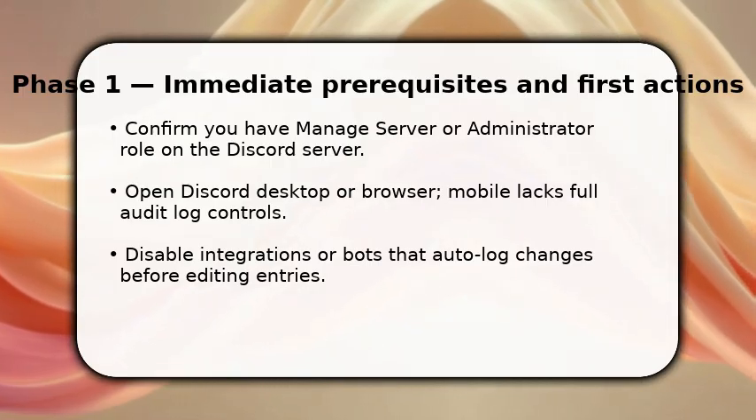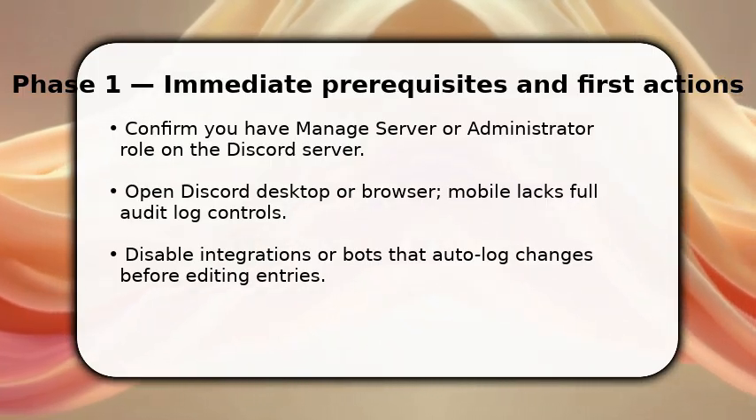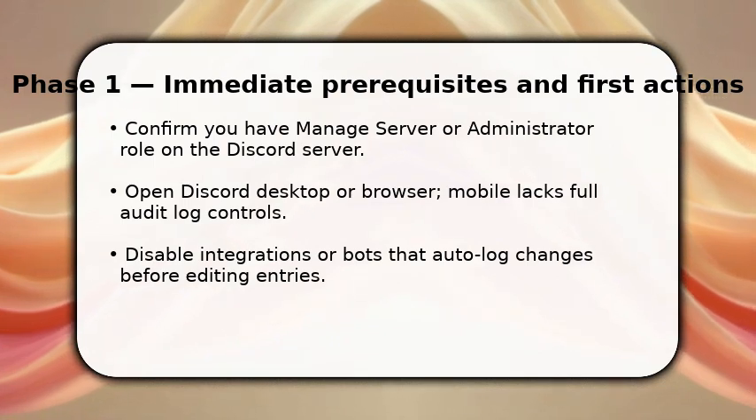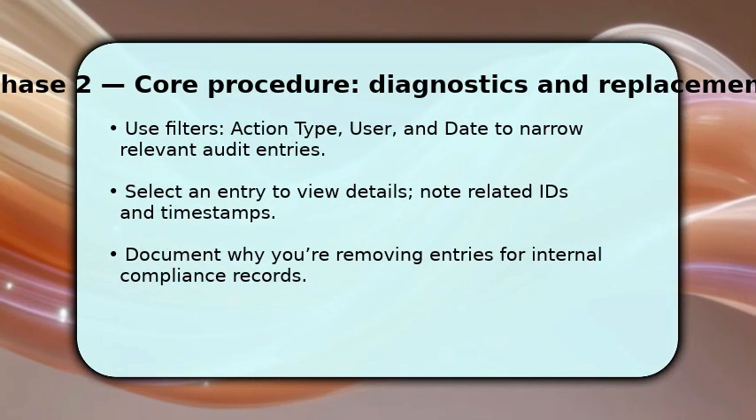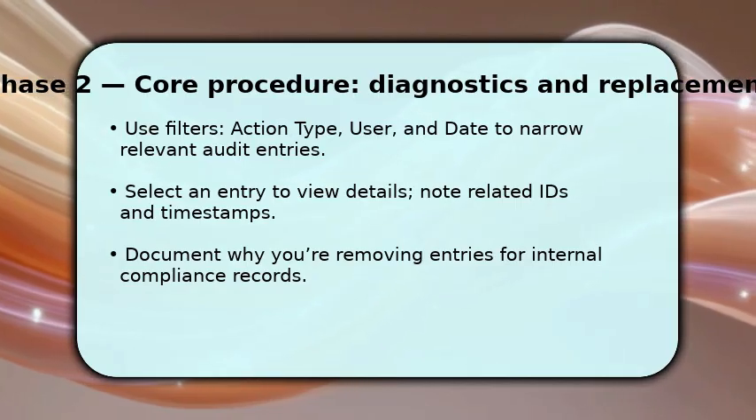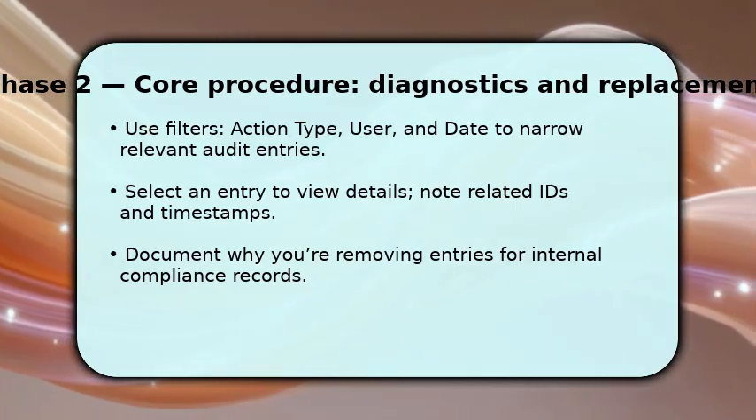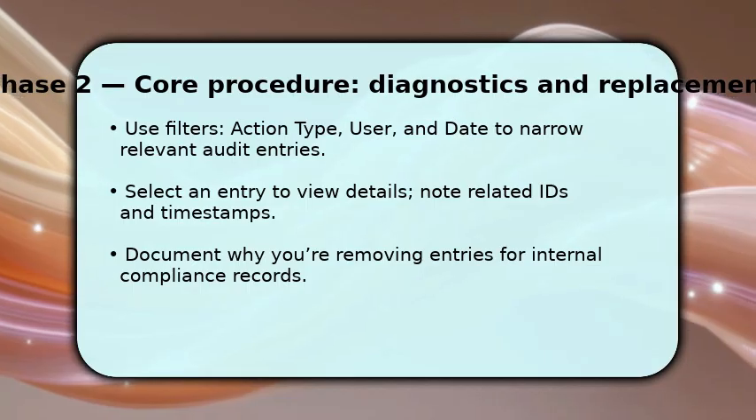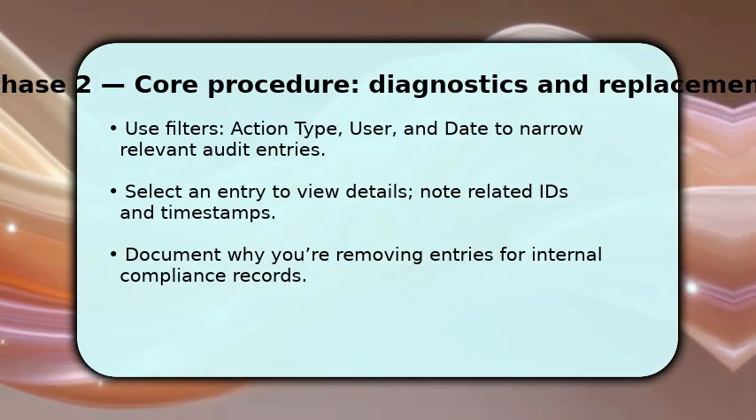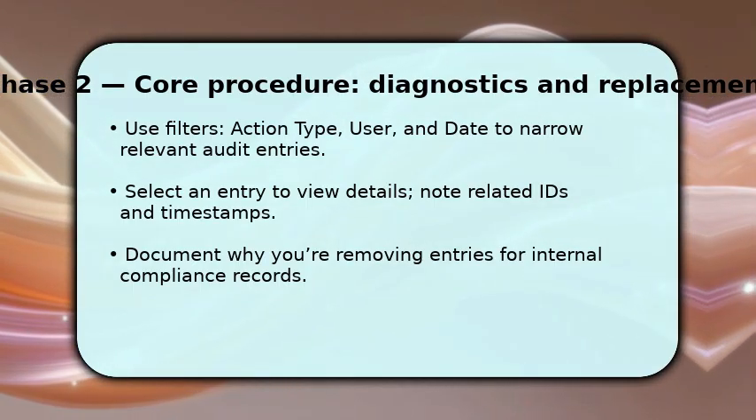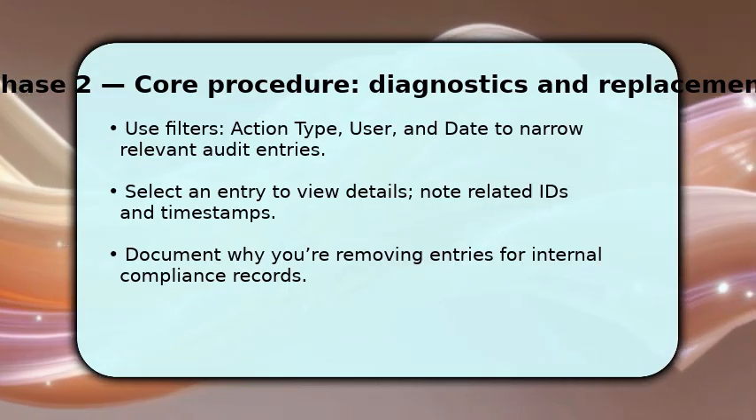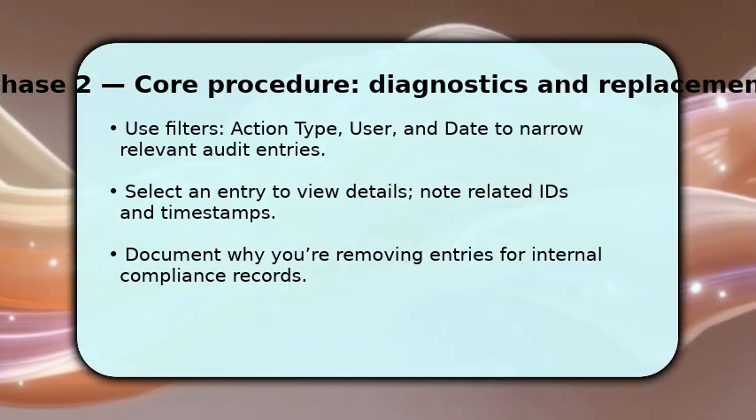You will see entries sorted by time, so you can start locating the actions you intend to remove. You will use the filters first: choose action type, then user, and narrow by date so you don't scroll forever. Once you locate a suspicious or unwanted record, click it to reveal the full details and copy any relevant ID or timestamps. This helps with accountability.